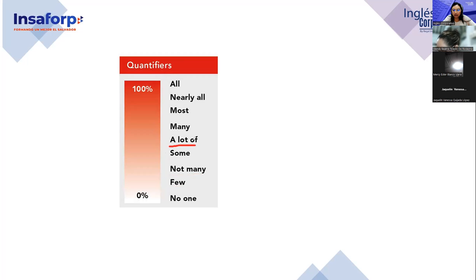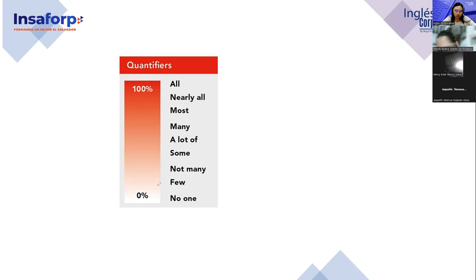Algunos. A lot of, muchos. A lot of people speak English in El Salvador. Many, mire, va subiendo la categoría. Many people like to eat pupusas at night. Most of Salvadorian people are tall. La mayoría son altos. Nearly all, casi todos. Nearly all Salvadorian people finish the school. All Salvadorian people love pupusas.